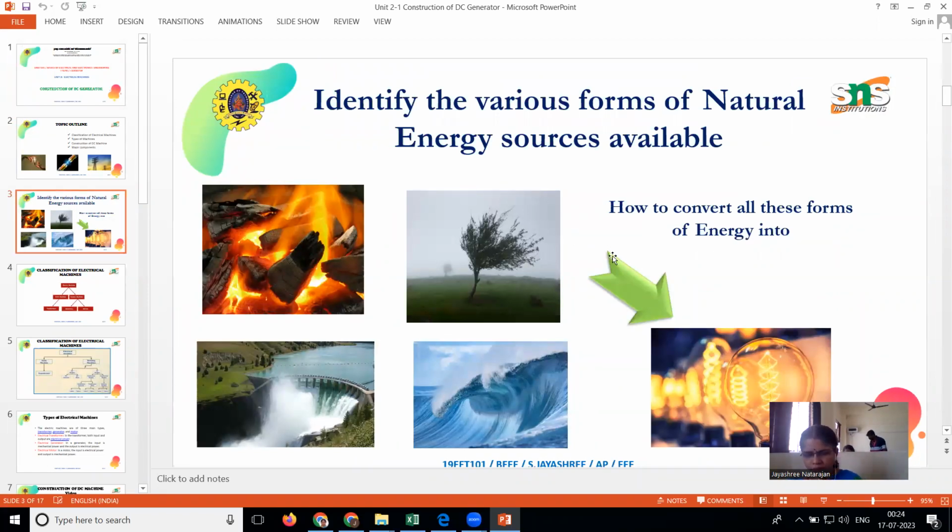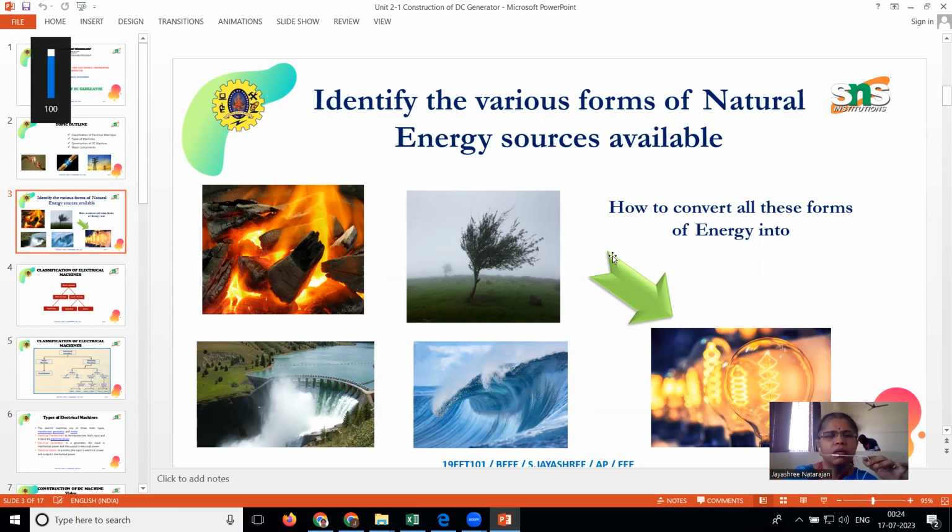Energy can neither be produced nor destroyed. So we can convert one form of energy into another form. This is the main thing you have to know. We cannot produce electricity. The energy is converted from one form to another form. So look into this picture. On the left side, there are four pictures.